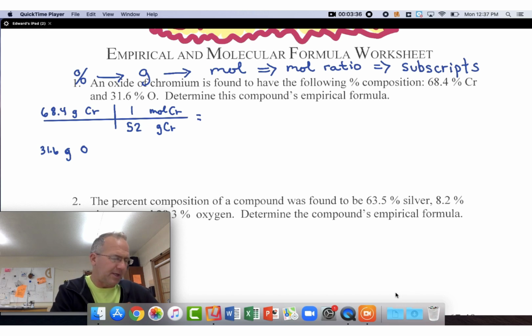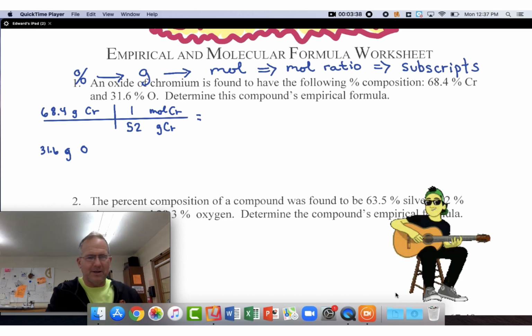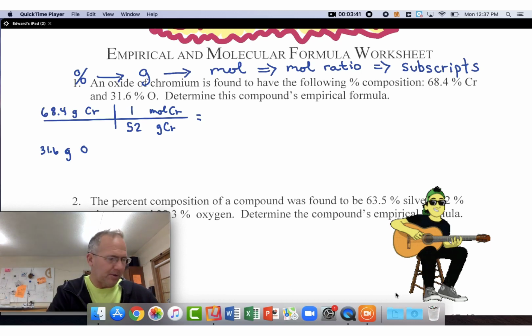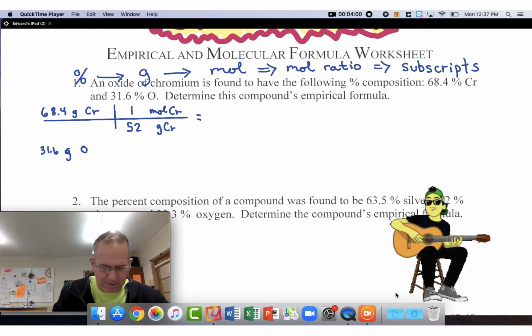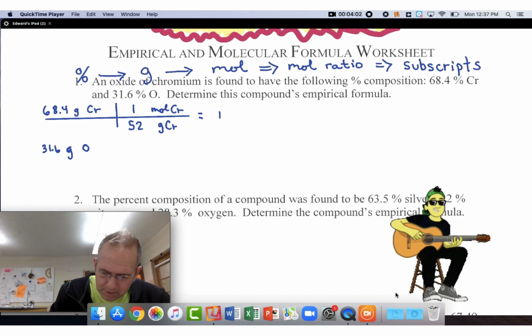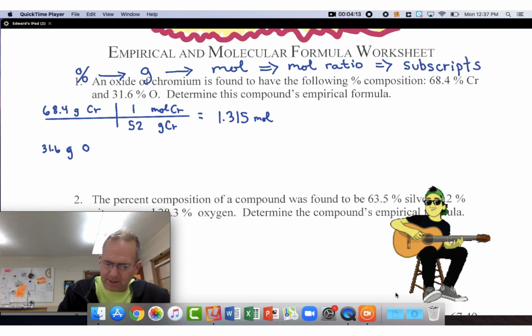All right, so we're going to take the old trusty, let's take a calculator today. So we have 68.4 divided by 52. And I got 1.315. I just went to 3 decimal places. That's fine. You don't have to do that. Okay, so we have moles.